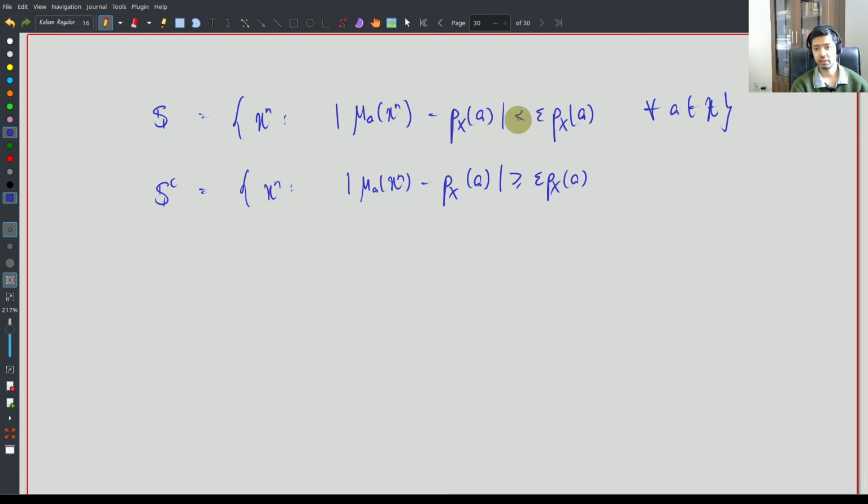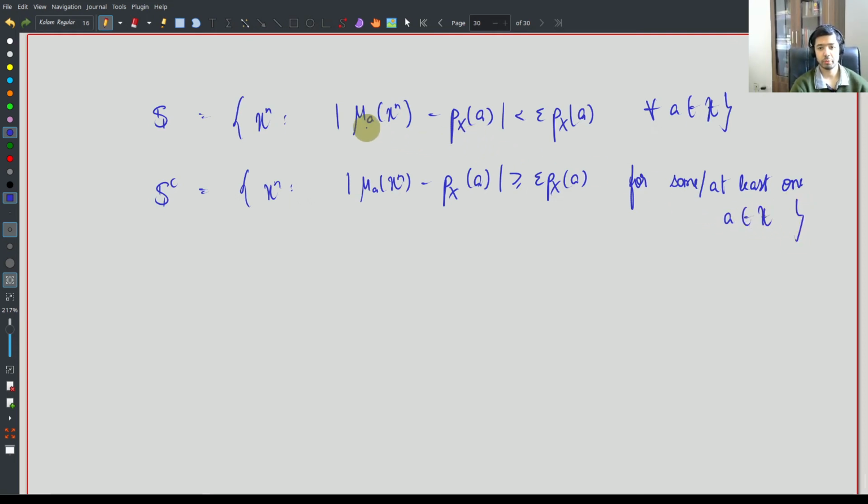So in this case, this quantity should be less than p of a for all a. So what will the complement be? This is greater than or equal to epsilon p of a for some a, right? That is, for at least one a in x, right?